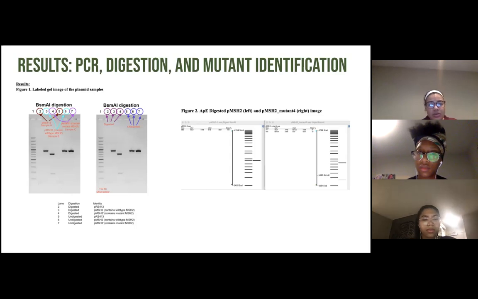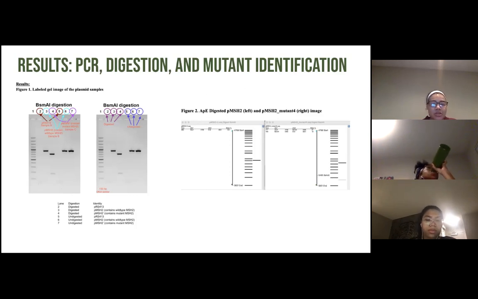This was reasonable because the pRS413 contains no insert of MSH2 and thus would not be recognized nor amplified during the PCR process, hence creating no fragments during digestion. The wild-type and mutant pMSH2 samples were distinguished because the restriction enzyme recognized two sites on the mutant pMSH2, creating two fragments, but only one site on the wild-type pMSH2.